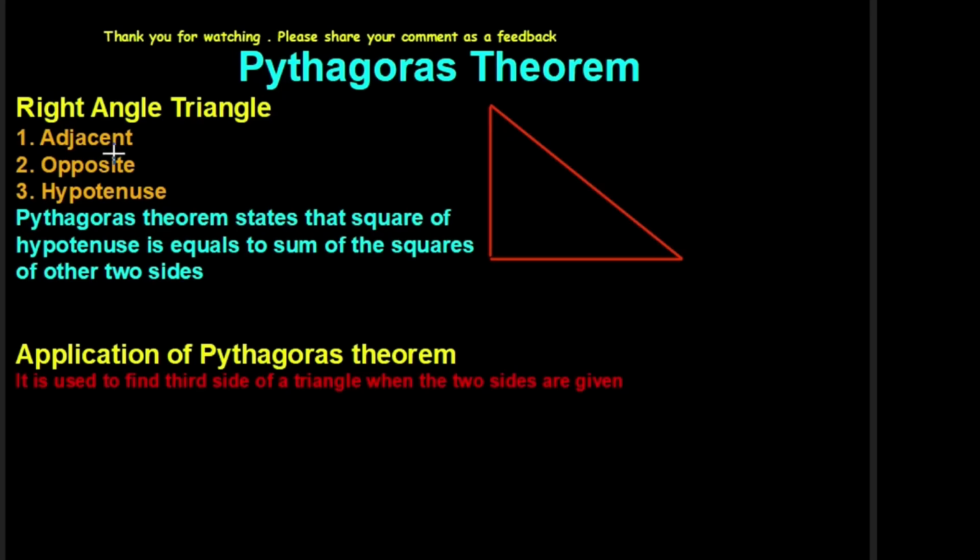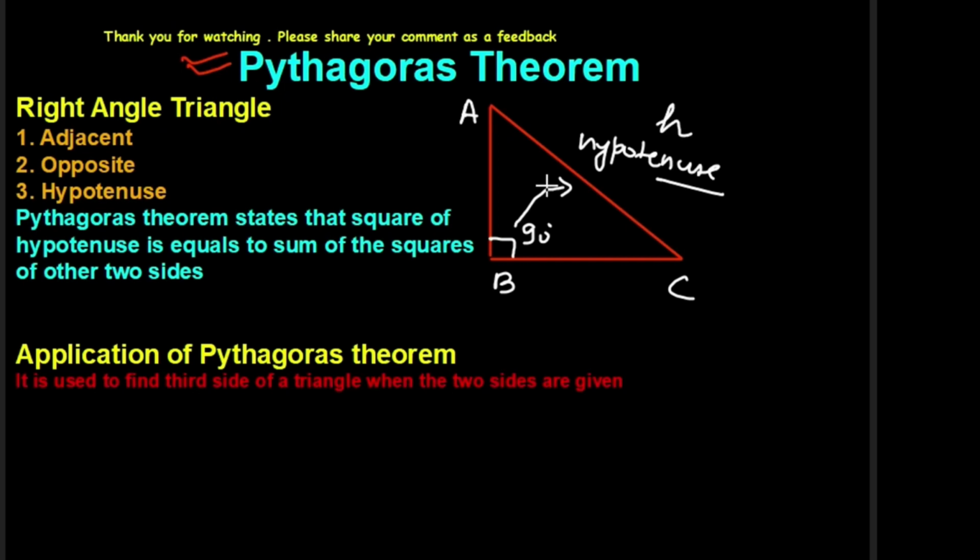So basically, when we say Pythagoras theorem, we always first think about the right angle triangle. This is only applicable to the right angle triangle. Suppose this is A, B and C, a right angle triangle where angle B is equal to 90 degrees. Opposite to 90 degrees is always the hypotenuse. So opposite to 90 is always going to be the hypotenuse, which is denoted by H.